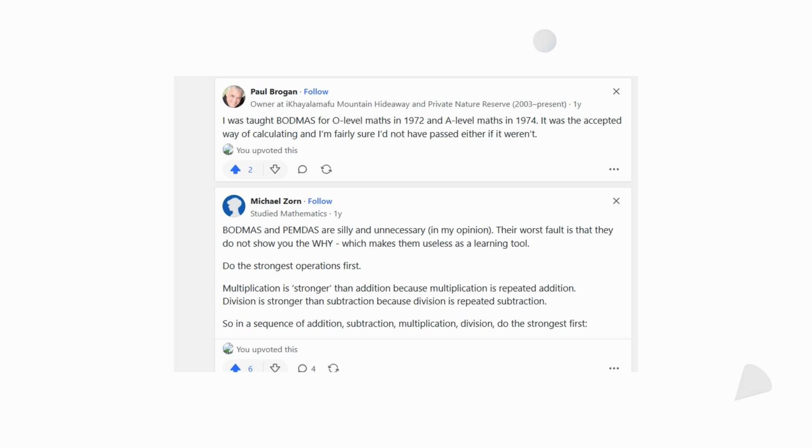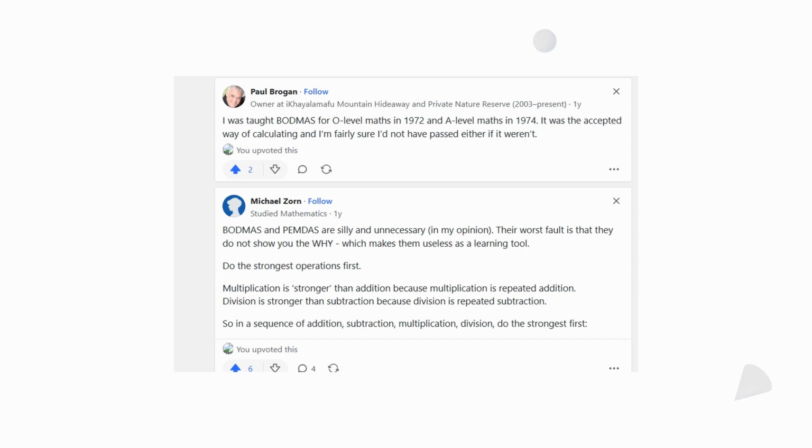And I also agree with this Michael Zorin who's saying that these acronyms are actually really silly and unnecessary. I agree 100%. It's like he takes the words right out of my mouth. The worst fault is that they do not show you the why, which makes them useless as a learning tool. And I agree with that.